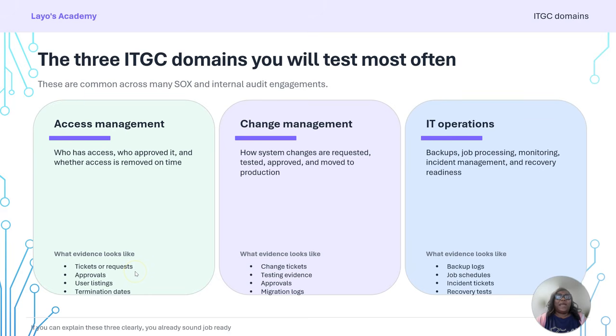So if you can explain, I've told the people in my IT audit committee and the people in my training class last week, if you can explain these three clearly, you already sound job ready. At least be able to explain access management, change management, and IT operations clearly. You are job ready. Like you can actually get a job if you can get this explained in a very good manner.